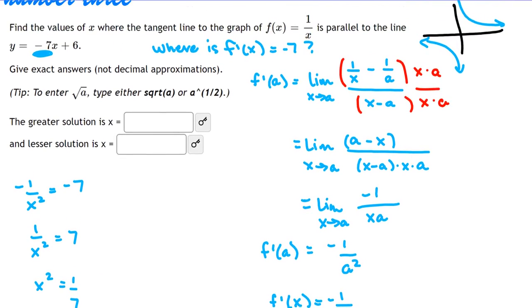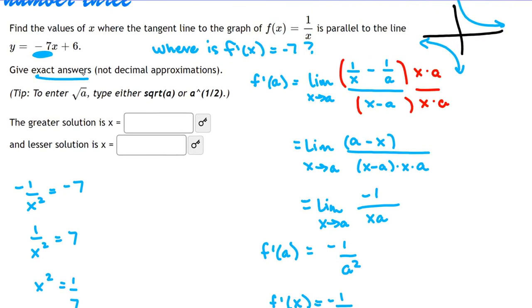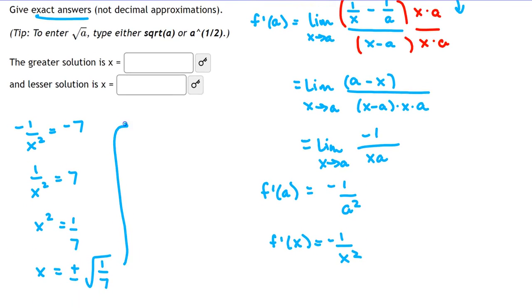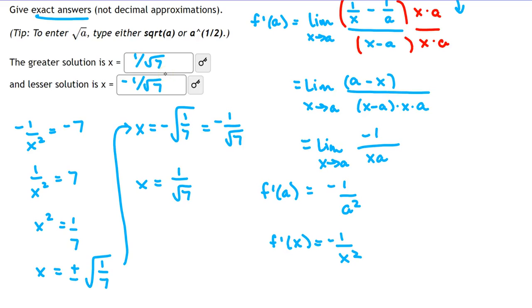And the directions said give exact answers, not decimal approximations. So it doesn't require you to rationalize denominators. X is equal to negative square root of 1/7, which is the same thing as negative 1 over square root 7, because the square root of 1 is just 1. And x is also equal to positive 1 over square root 7. So notice that it asks you for the greater solution to go in the first box and the lesser solution to go in the second box. You just have to pay attention to the order that they want them.